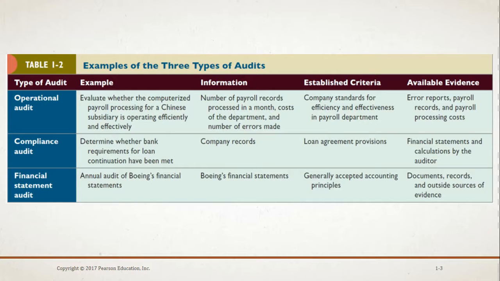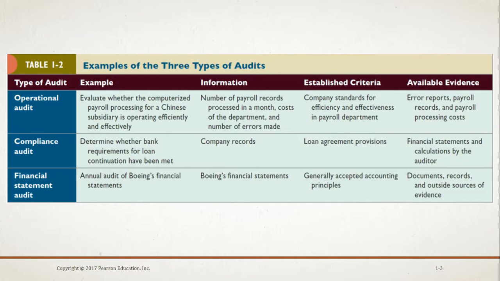We also have another type of audit, as referenced before, which is the compliance audit. The example they give here is to determine whether bank requirements for loan continuation have been met. And what type of information are they going to review? They're going to review company records. And the established criteria that they have is usually loan agreement provisions, but these established criteria can also come from other organizations like HUD, right?